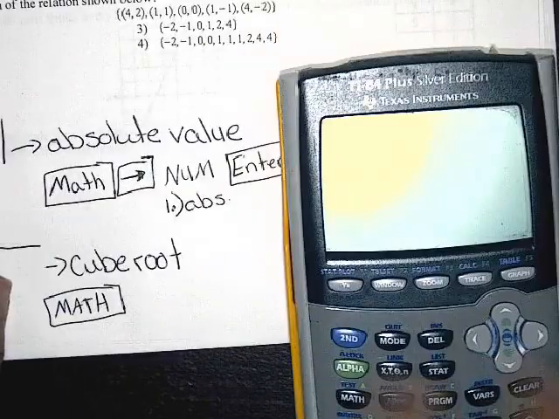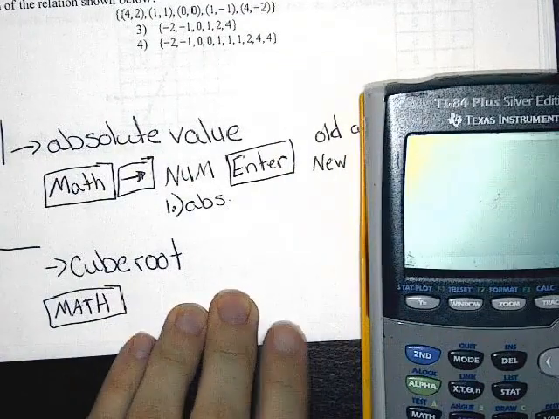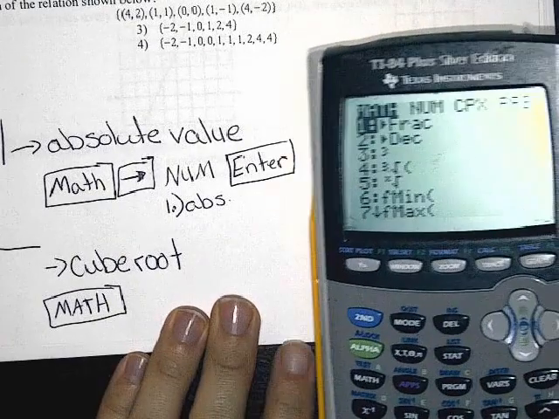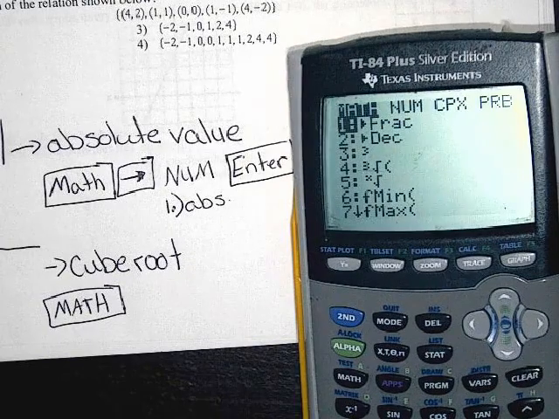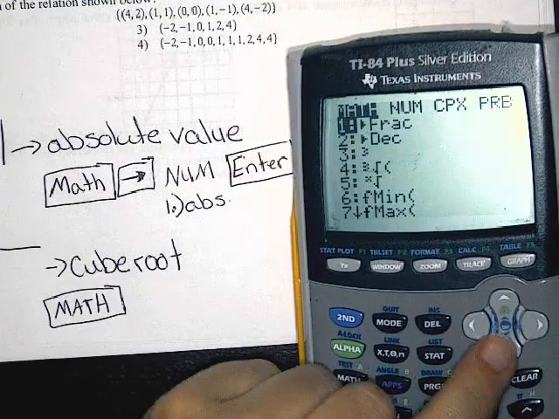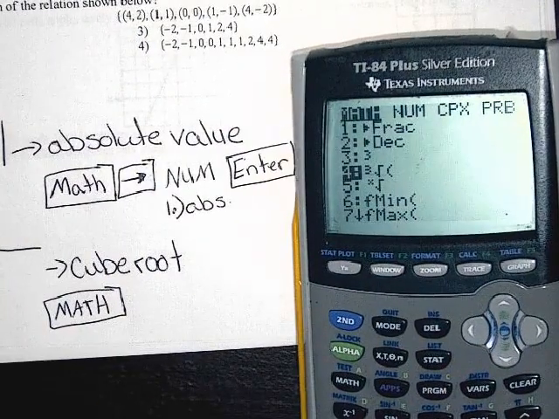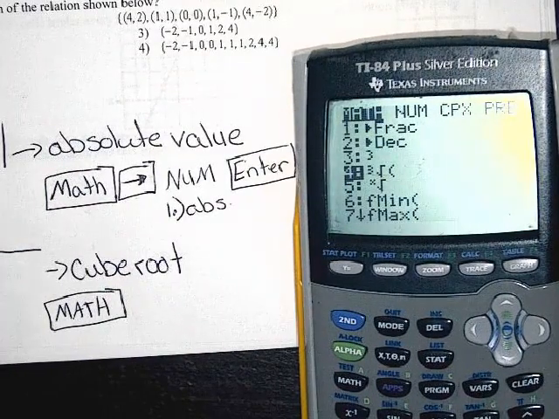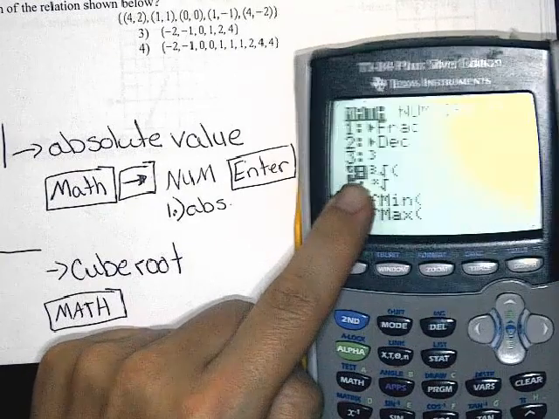So now, if we do math, let me turn my calculator back on. Okay, if I do the math button, do you see the cube root on the main screen? It's there. This is the symbol for cube root. So all I have to do is hit enter. I'm highlighted on 4, so I don't want to hit over. So I just hit enter.